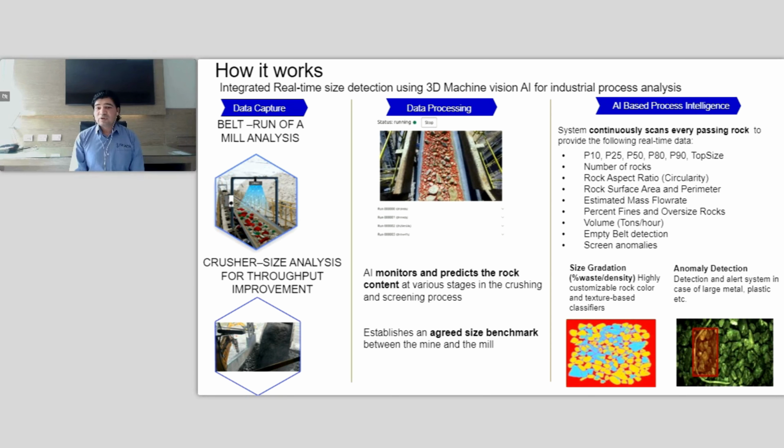So size gradation, what it can detect is texture data, so it can also understand colors of the rock, and based on these texture classifiers, we can also see the contamination, whether it's clay or an actual ore that's coming, along with the anomaly side, as we have talked about earlier. If it's a large metal piece that came in or a plastic, alerting systems can be developed to instantly inform the operator now.